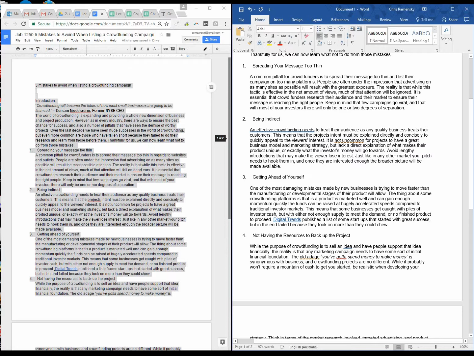An effective crowdfunding campaign needs to treat their audience as any quality business treats their customers. This means that the project's intent must be explained directly and concisely to quickly appeal to the viewer's interest. It is not uncommon for projects to have a great business model and marketing strategy but lack a direct explanation of what makes their product unique, or exactly what the investor's money will go towards.